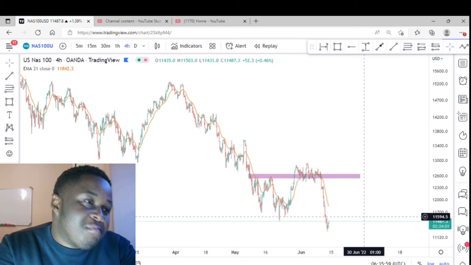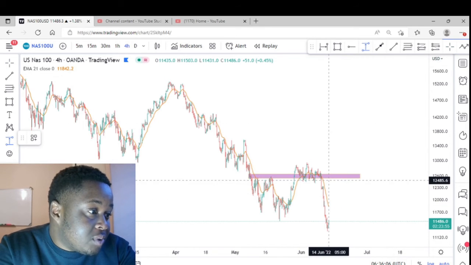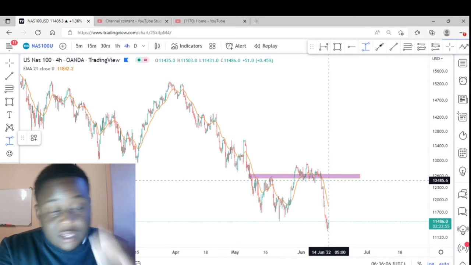It didn't even pull down. I wouldn't say this is a pull down. This is a nut, man. I don't really know what's going on in the market. I need to read some news, understand why everything is just going haywire. You understand?